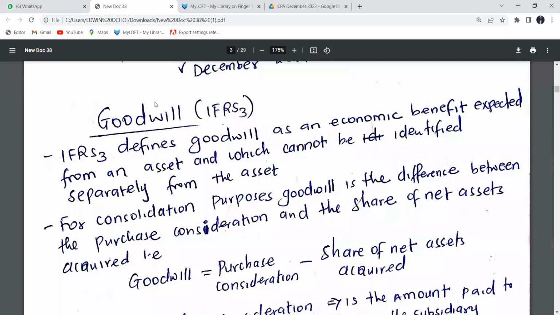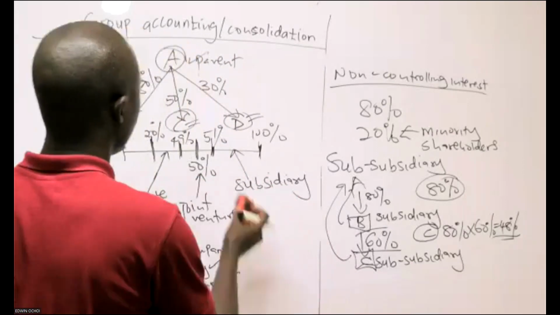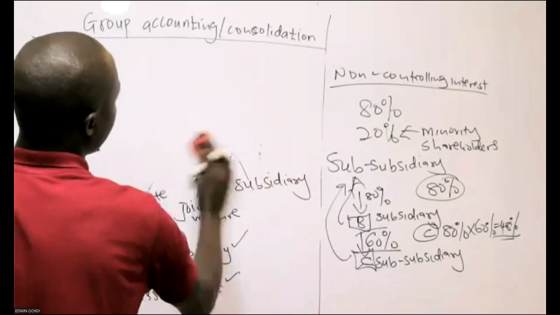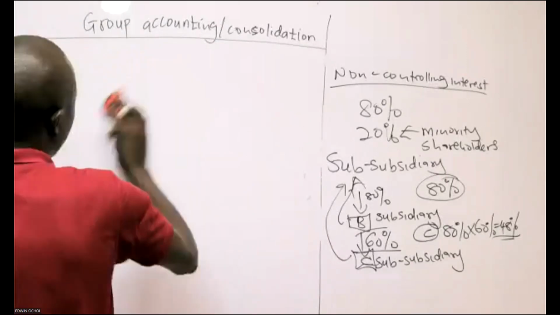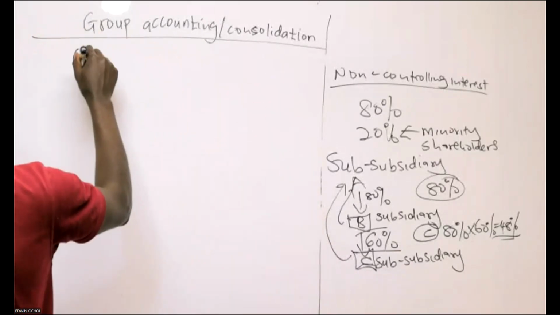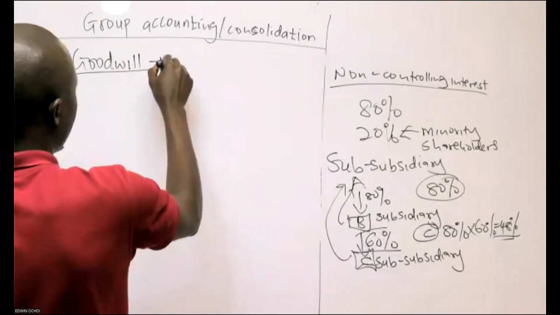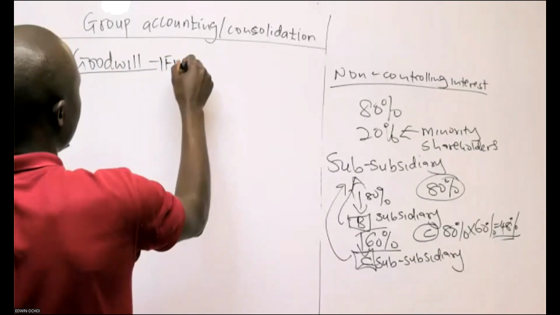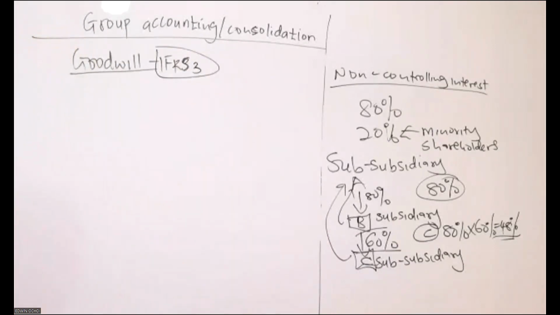So we go to Goodwill. We need to mention Goodwill, and that is another major area you have to look at. Before I go into it, it's under IFRS 3, International Financial Reporting Standard 3. That is the area we'll be covering here.